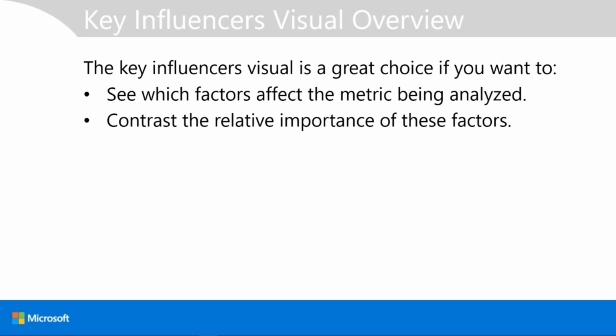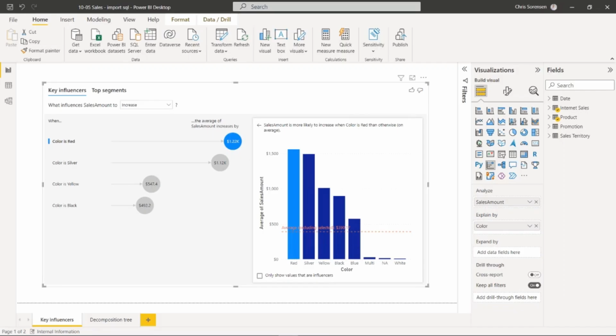The key influencers visual is a great choice if you want to see which factors affect the metric being analyzed, and contrast the relative importance of these factors. So let's go out to the Power BI desktop and take a look at an example. Okay, so I have an example here of the key influencers visual. And what we're trying to do here is we're trying to understand what influences sales amounts to increase.